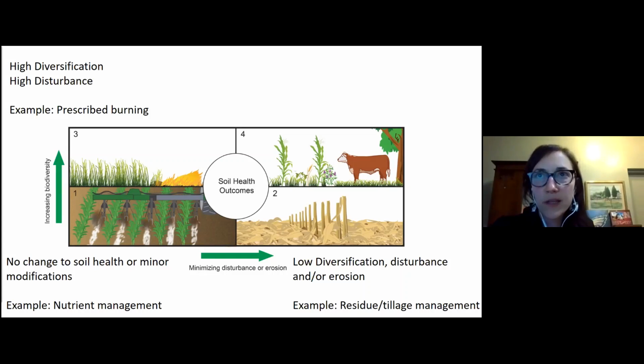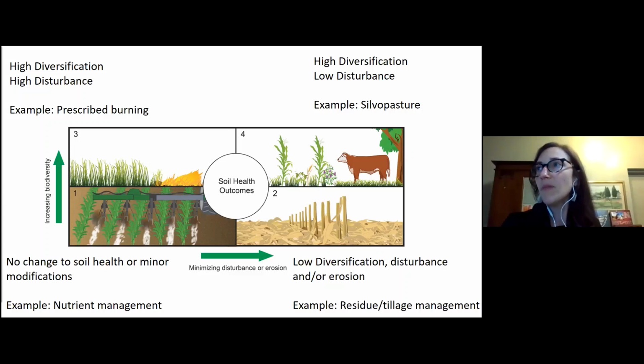And then in quadrant 3, this is where we would have high diversification, but also high disturbance. So there weren't too many practices that fit into that category, but prescribed burning was one of them, just to give you an example. And these are all practices, the names of them represent exactly how you would find them in a conservation practice program like EQIP. And then the 4th quadrant, which we felt had the most potential to incorporate multiple aspects of soil health, is this quadrant for high diversification and low disturbance. So you can see silvopasture, so optimizing livestock and crop diversity.